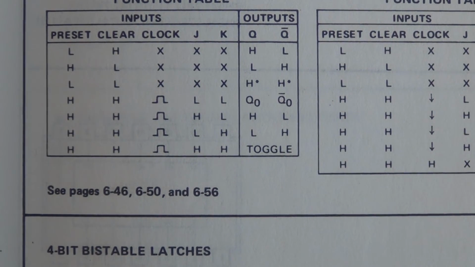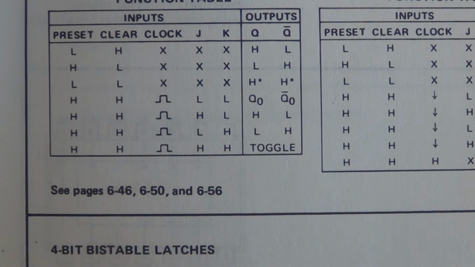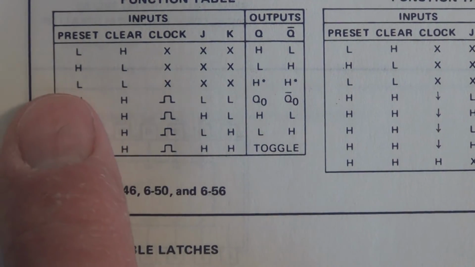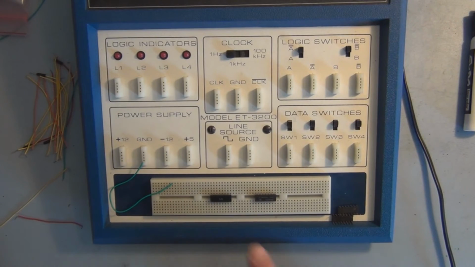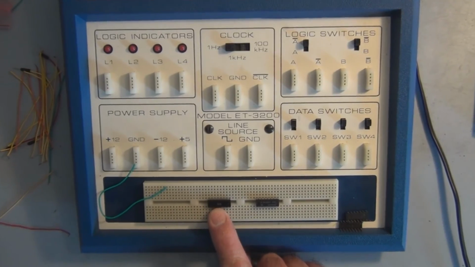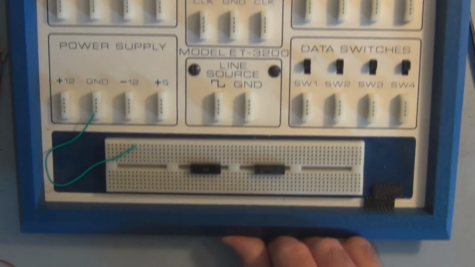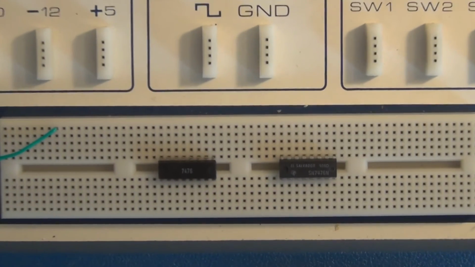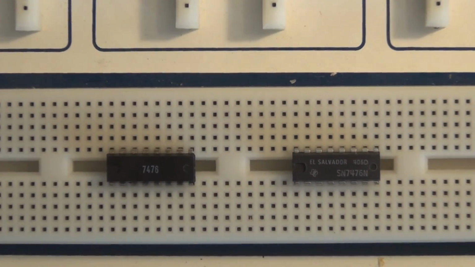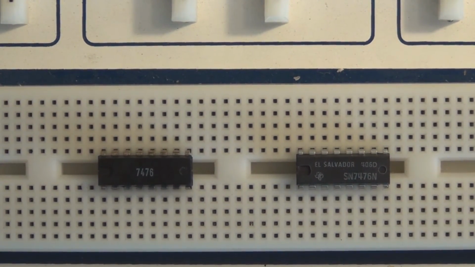But let's break out the Heathkit Digital Trainer and hook up a couple of these 7476 dual JK flip-flops. So here I have a couple of 7476s. Those are dual JK flip-flop devices. Zoom in there before I wire them up.